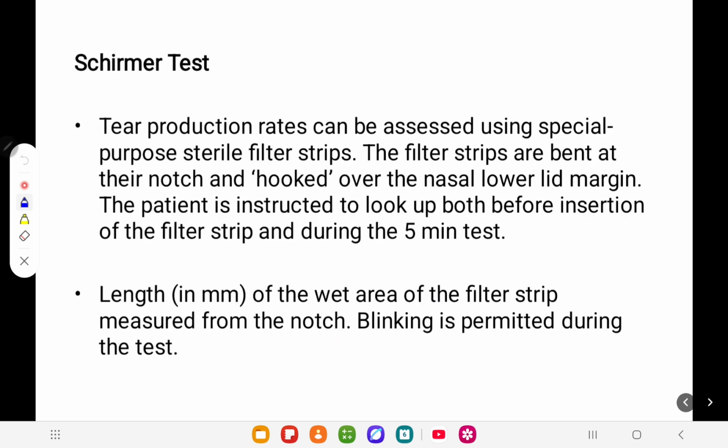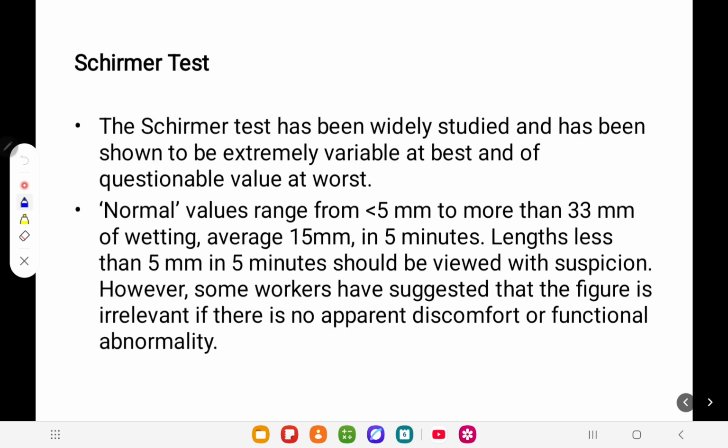Schirmer's test is basically a tear volume test. It's not a tear quality test, it's a tear volume test, and it's a test about the aqueous layer. It's a filter paper, and we put it into the eye and see in 5 minutes how much of the filter paper becomes wet. That's all it is. In general, less than 5 mm is severe dry, 5 to 15 mm is moderate dry, and greater than 15 mm is normal.